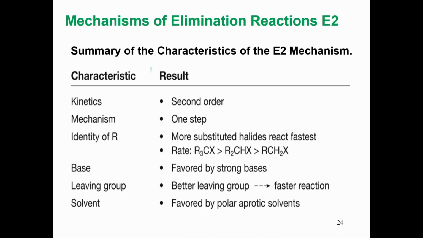The E2 mechanism is second order, meaning that the rate is determined by both the alkyl halide and the base. The mechanism is one step because it is a concerted reaction, and the more substituted the alkyl halide, the faster the reaction rate, meaning that tertiary is faster for the E2 mechanism than primary, but all are possible. Strong bases favor the E2 mechanism. Good leaving groups favor the E2 mechanism, and so do polar aprotic solvents.